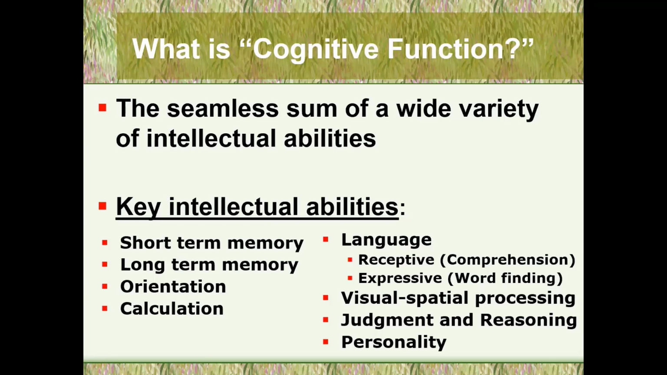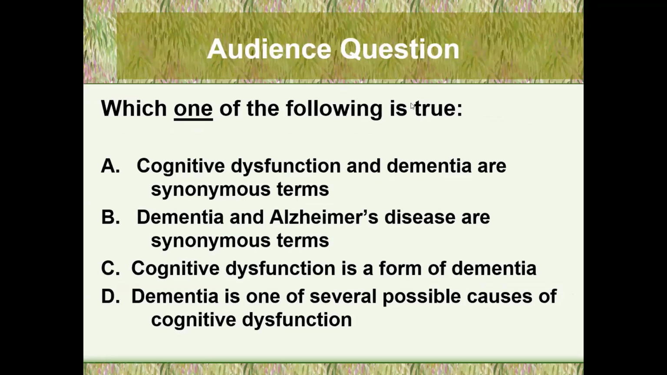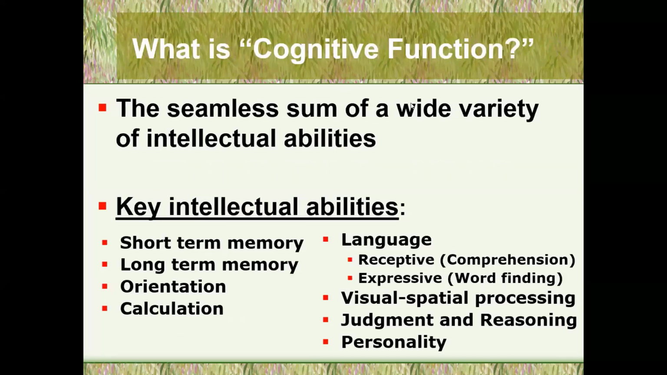Orientation: who are you? Where are you? What day is today? What time is it? Calculation: the ability to manipulate numbers or add or subtract or make change for $1 in your head. Don't go forward yet, go back, thank you. All of us can do calculation, some of us much better than others, but we all can do it. And we want to assess this in the process of deciding whether somebody has cognitive dysfunction.